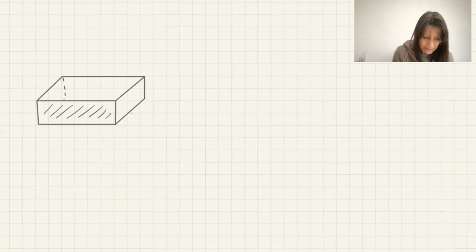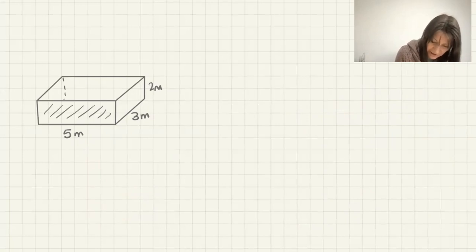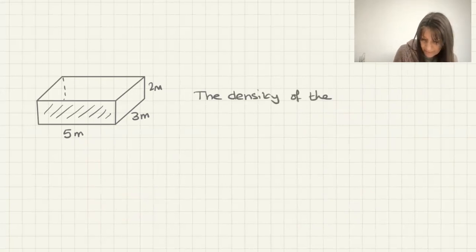And just pop on some new dimensions. So I'm going to say we've got 5 meters, 3 meters, and 2 meters. And this is going to be our question. So the density of the block is 6 kilograms per meter cubed. And you've got to work out the mass.